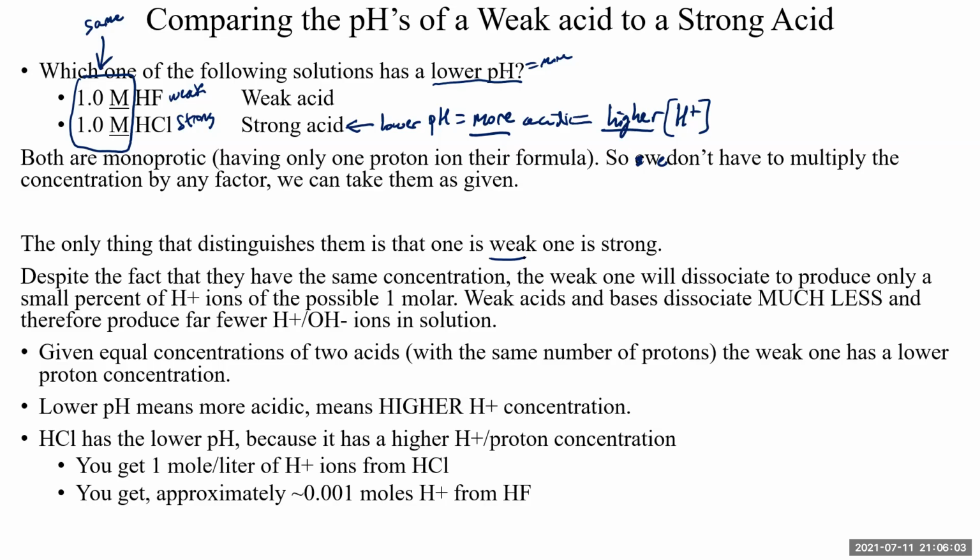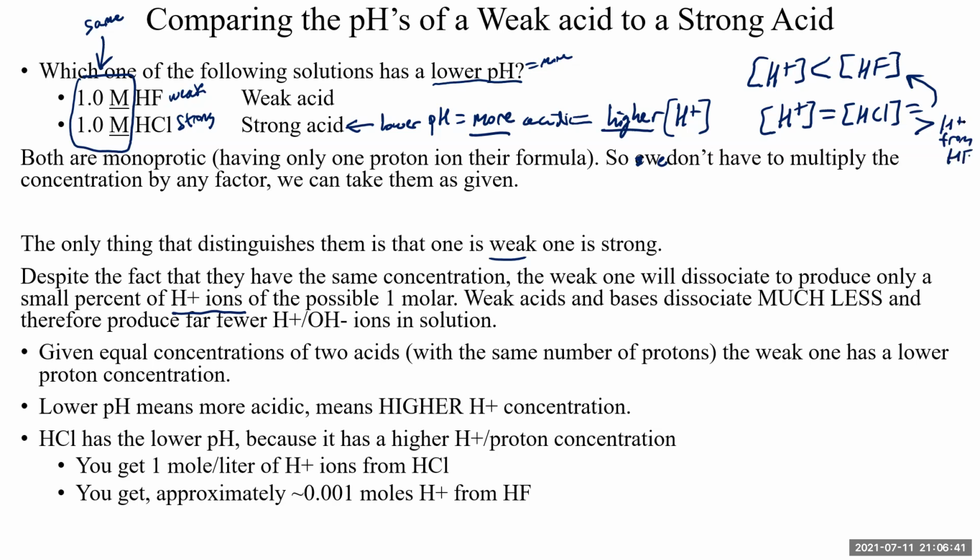The weak one will dissociate to produce only a small percentage of hydrogen ions. By the way, it doesn't even matter what I tell you. As long as you know it's weak, you know it's not going to give you 100% dissociation. In other words, whatever the hydrogen ion concentration is, you don't have to know the number. You know that it's going to be less than the concentration of HF, whereas the hydrogen ion concentration for HCl is going to equal exactly the concentration of HCl, which is equal to that of HF, and is therefore greater than H+ from HF. So that's the train of logic that you follow. Just remember, lower pH means higher H+ concentration, means more acidic. Don't let the terminology fool with your head.